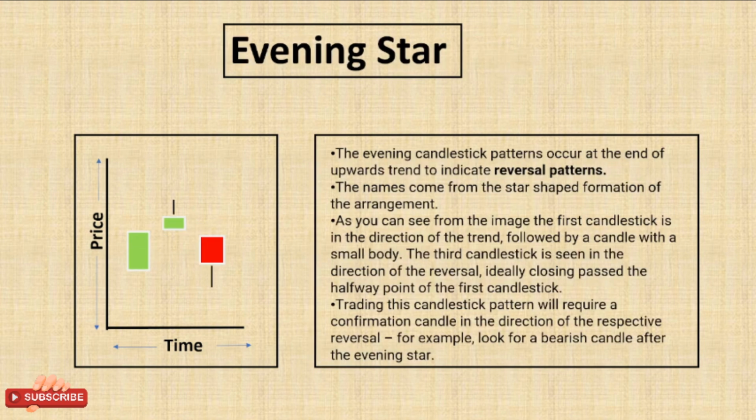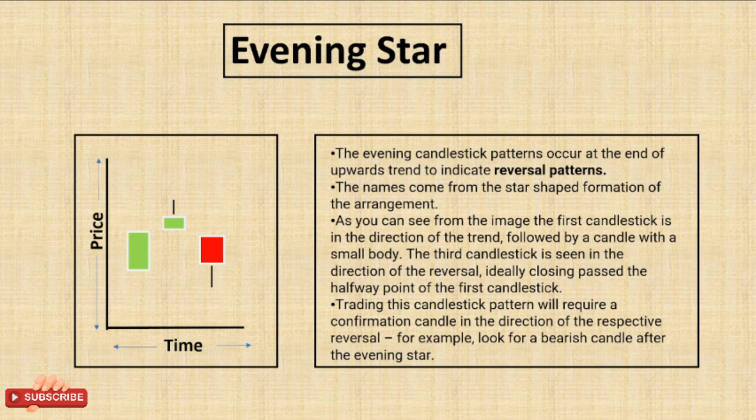Now we have the evening star. Evening star: one green candle with a full body, then a smaller body with a wick at the upside. Then the trader has to look for a red candle. Whenever the red candle breaches the body of the first candle, then you can take a trade towards the downside. The evening star pattern occurs at the end of an upward trend to indicate a reversal. The name comes from the star shape formation of the arrangement.